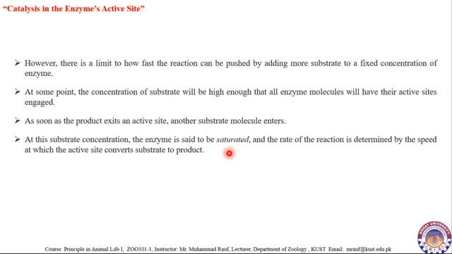So, if the substrate is in surplus amount and enzymes are in less concentration, then at a given time, all the enzymes will have their active sites occupied with the substrate. So we can say that in such a situation, the enzymes are in a saturated form, they are in an occupied form, they are not free to bind with substrates.